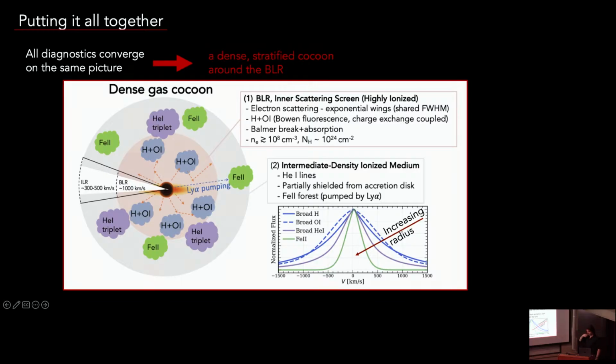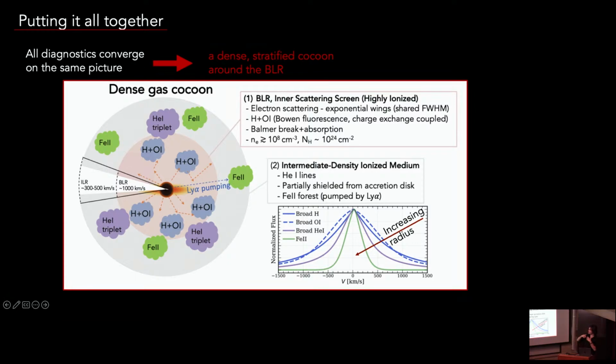And if we try to think about more of a physical picture of what's going on, we can look at the line widths, right? We can see that hydrogen and oxygen are the broadest ones, so they might be closer to the broad line region. As you start going to the outskirts, that's where you see helium, which doesn't need as high of a density to make that absorption feature that we saw.